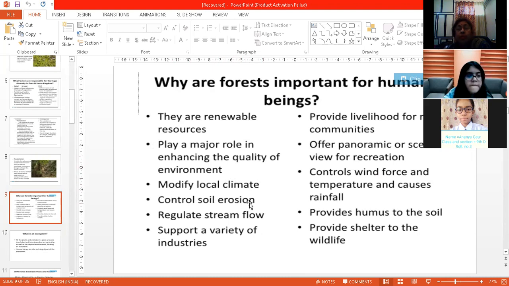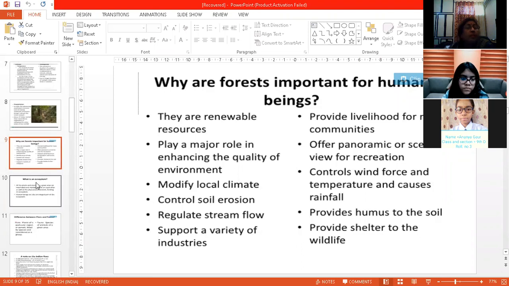They control soil erosion. They regulate the flow of water. They support a variety of industries. They provide livelihood for different communities. They offer a panoramic or scenic view for recreation. They control wind force, cause rainfall, provide humus to the soil, and are a habitat for wildlife. So the uses of forests are many.